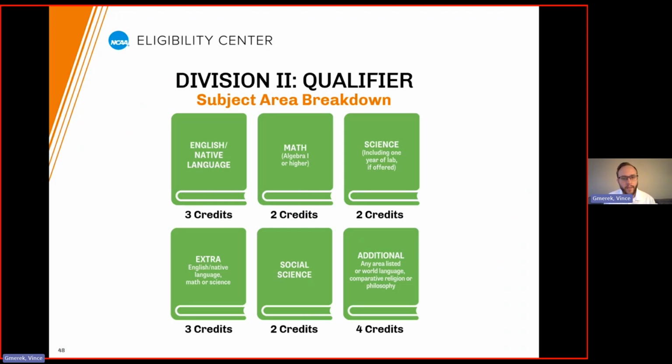That being said, if you end up taking 16 core courses at one division, most of the time you're going to meet the requirements for both of the divisions simultaneously. However, it's more common for students to meet the Division II requirements and maybe not meet the Division I requirements. So if you're aiming for one or the other, it's usually most helpful to try to meet the Division I requirements, because if you meet the Division I requirements, you are guaranteed to meet the Division II requirements.